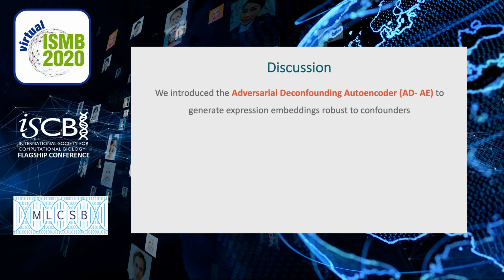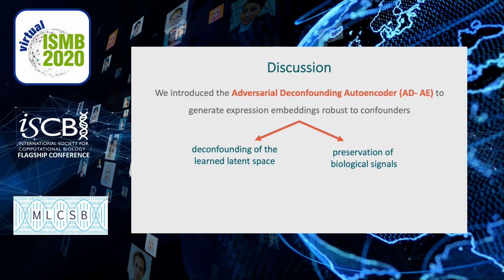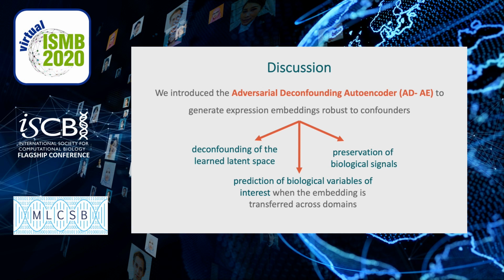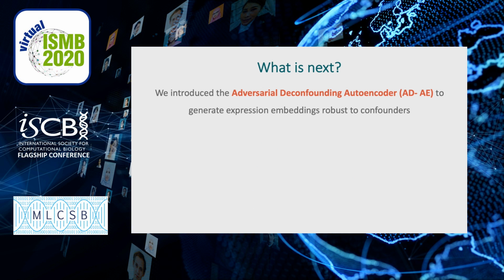To conclude, we introduced the Adversarial Deconfounding Autoencoder to generate expression embeddings that are robust to confounders. With our experiments, we tried to show that ADAE can learn deconfounded embeddings that preserve biological signals and can transfer across different confounder domains. In the future, we want to experiment with regularized autoencoders, such as the variational autoencoder, for instance, to further regularize the latent space.